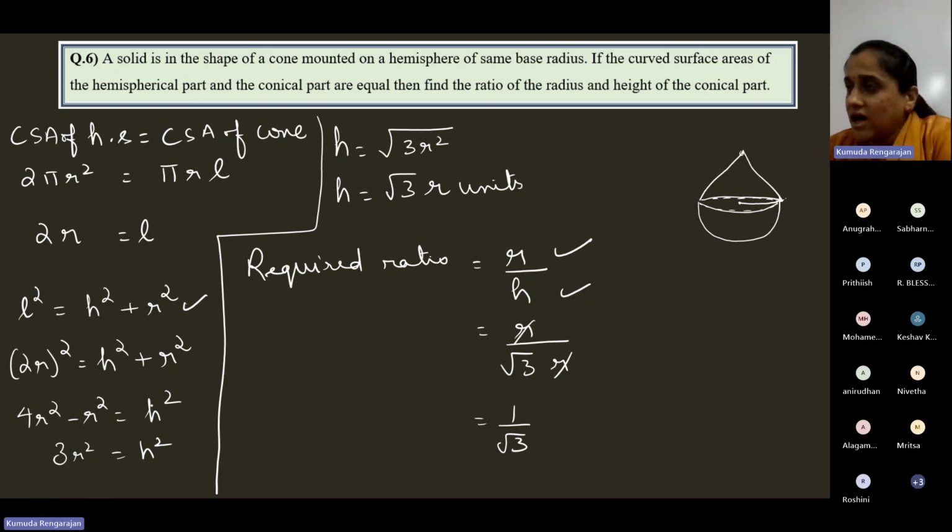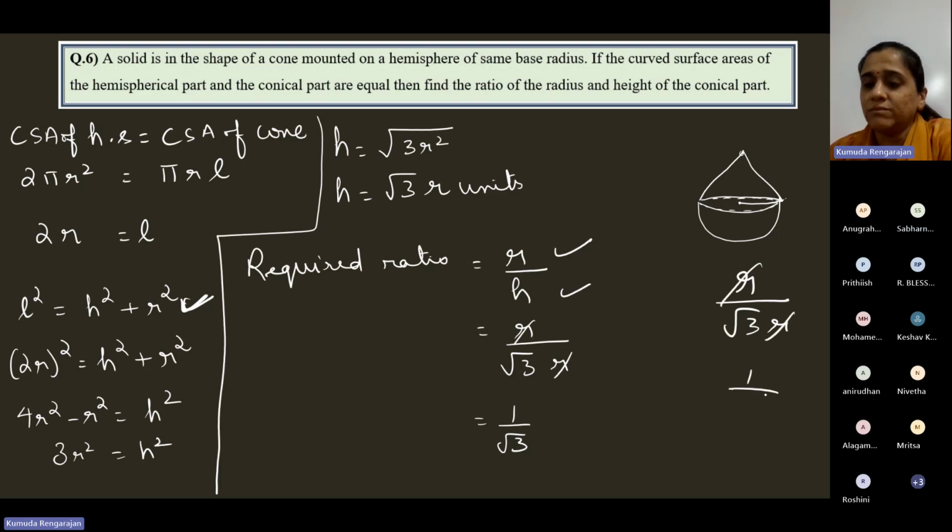We've taken the radius as r. And we have also got L is equal to 2r. So now we are finding h in terms of r using this relation. So what is h? Root 3r. Now it's easy to find the ratio. Radius is r, by h is root 3r. So the ratio is 1 by root 3.